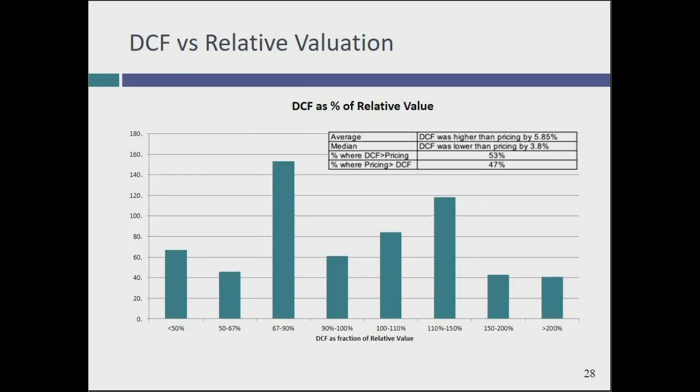And here's what you found on your pricing relative to your own DCF. So every year I keep track of what your DCF value is and the pricing is. And I'll tell you why this number is a useful macro number. This semester, for instance, the average DCF was higher than the pricing by 5.85%, but the median was lower than the pricing. So your DCF values and pricing were actually very close for the most part.